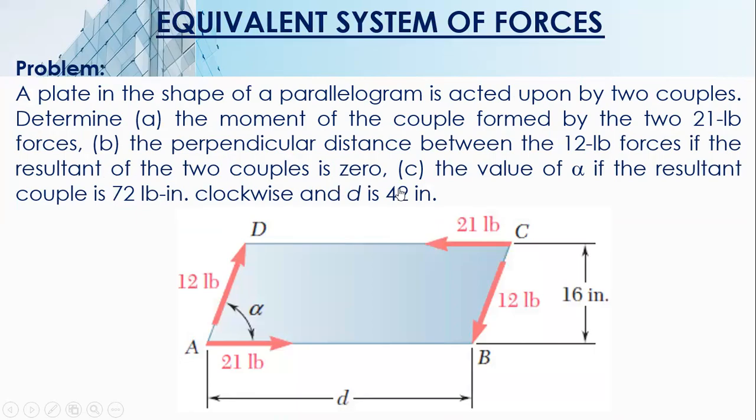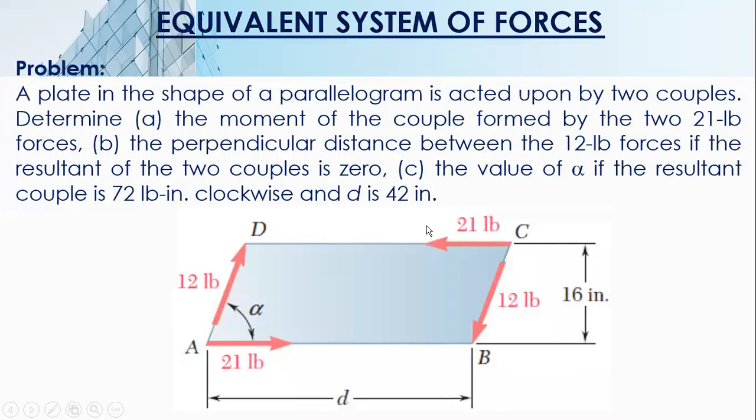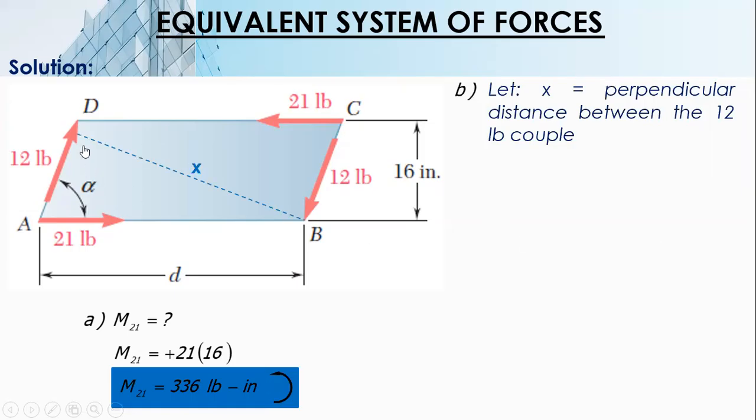Sa letter B is determine the perpendicular distance between the 12-pound forces if the resultant of the two couples is 0. Take note that the resultant is 0. So, let X be the perpendicular distance between the 12-pound couple. Okay. Perpendicular, no, 90 degrees.